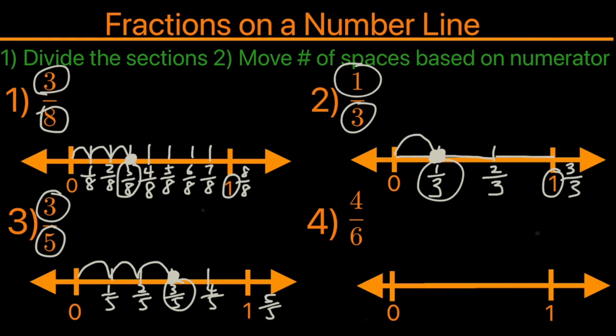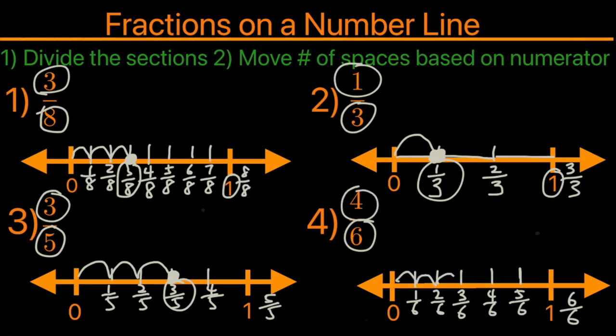And let's move on to the fourth example, where we have 4/6. So 4/6, we have 6 sections, which we're going to divide, and it will look something like this. 1, 2, 3, 4, 5. That's 1/6, 2/6, 3/6, 4/6, 5/6, and finally the 1 is 6/6. So the numerator 4, moving the 4 spaces, and that will land us exactly on 4/6, and that's where we will plot the dot.